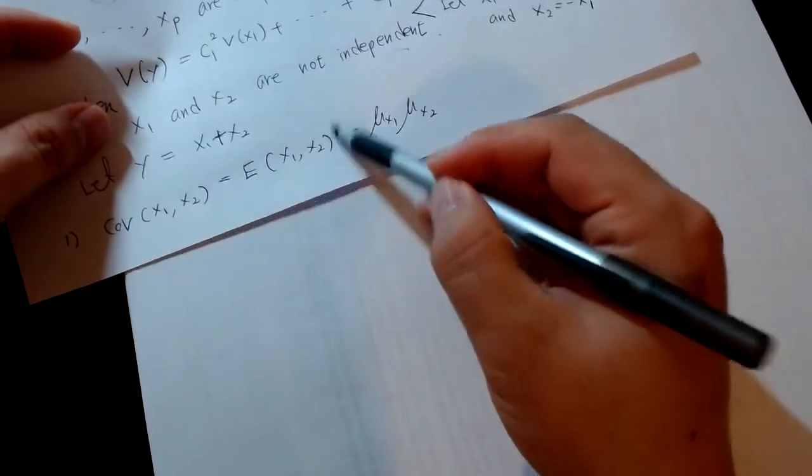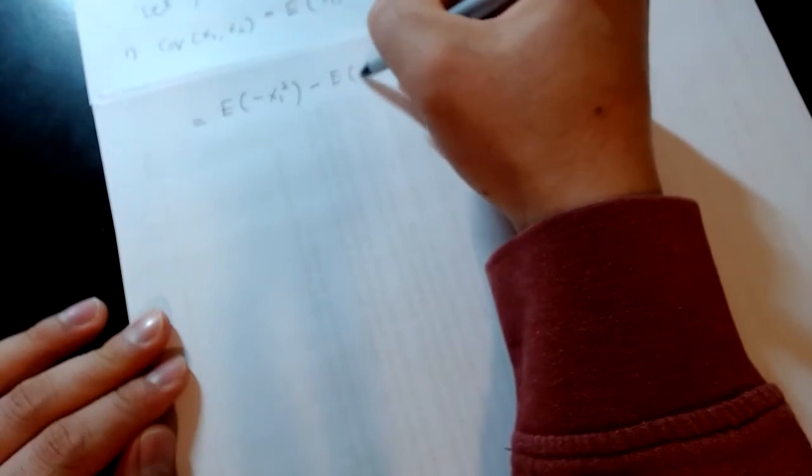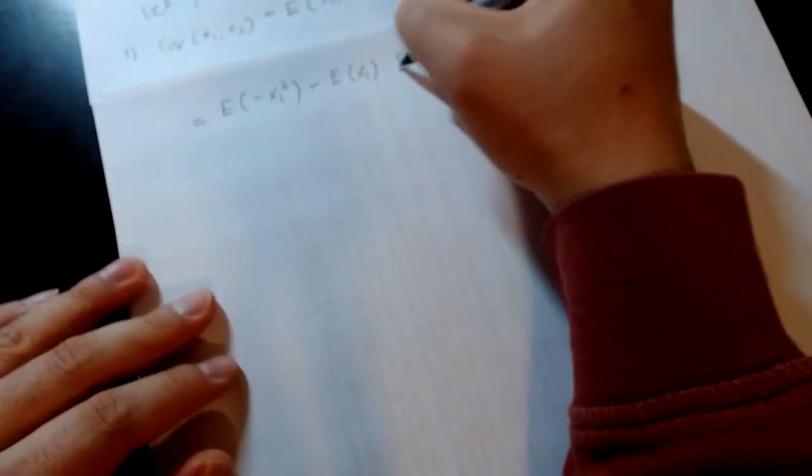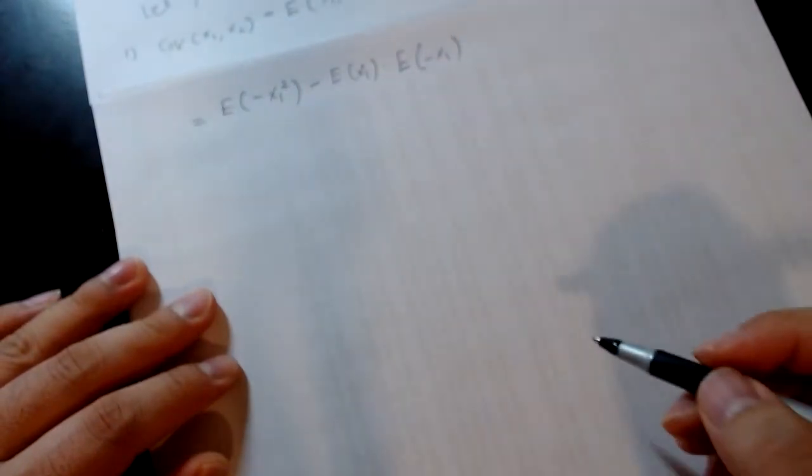Let's see right here. I'll plug in negative x1 into x2. So then we're going to get this expected value of negative x1 squared, right? And then minus mu x, which is E of x1. I'm going to express every single x2 in terms of x1. So times, and then mu x2 is going to be what? Expected value of negative x1.